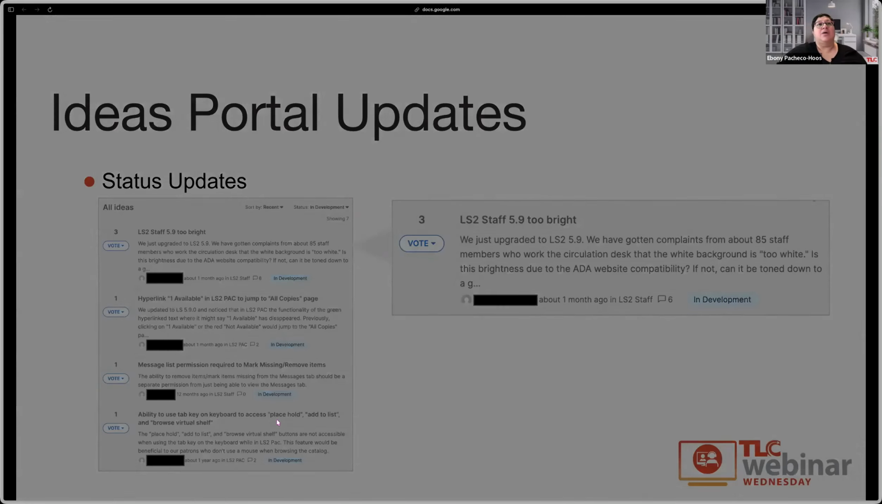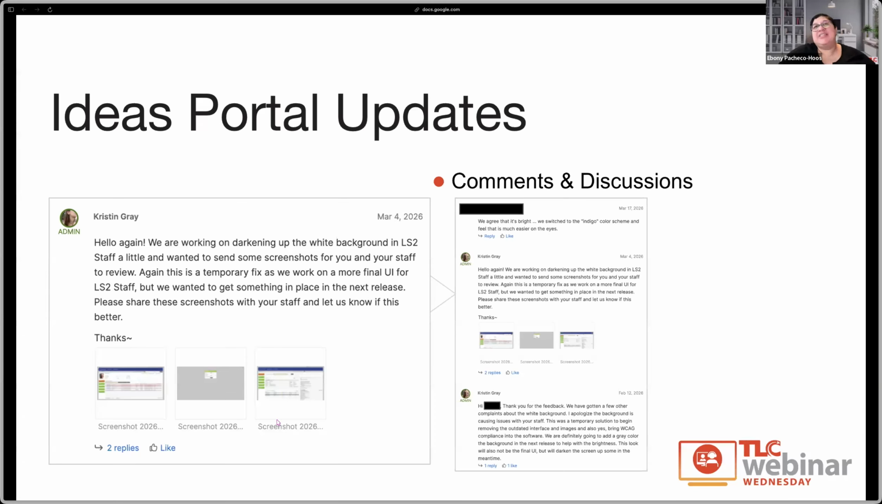You'll also see comments and discussion updates. Because the ideas portal allows for these conversations, when something moves into development, you can see the comment from the associated product manager or product owner. They're going to say, hey, this is something that we are taking a look at. This is something that we are planning to address in this release that's in development now. Here are some previews of some things overall. So you're going to get that type of information within those portal updates. Again, real-time updates from our product team.